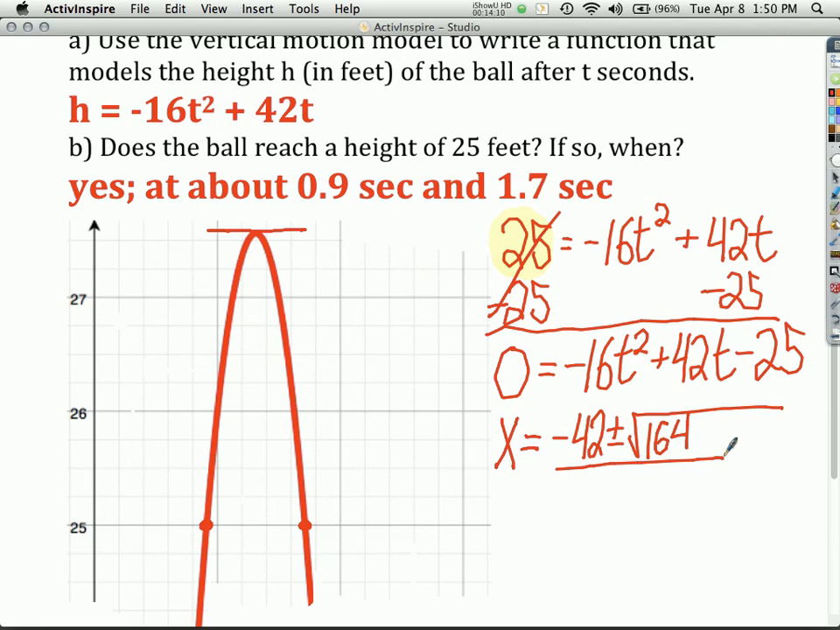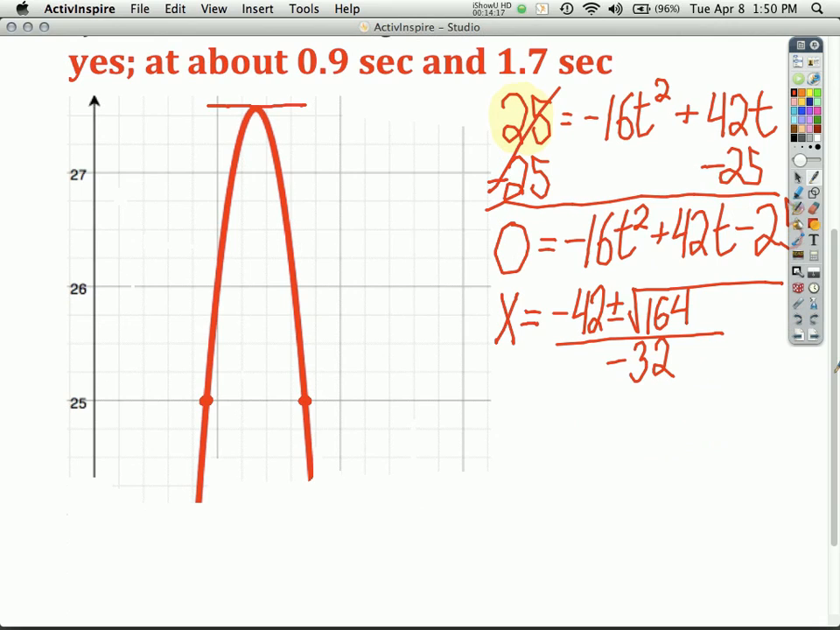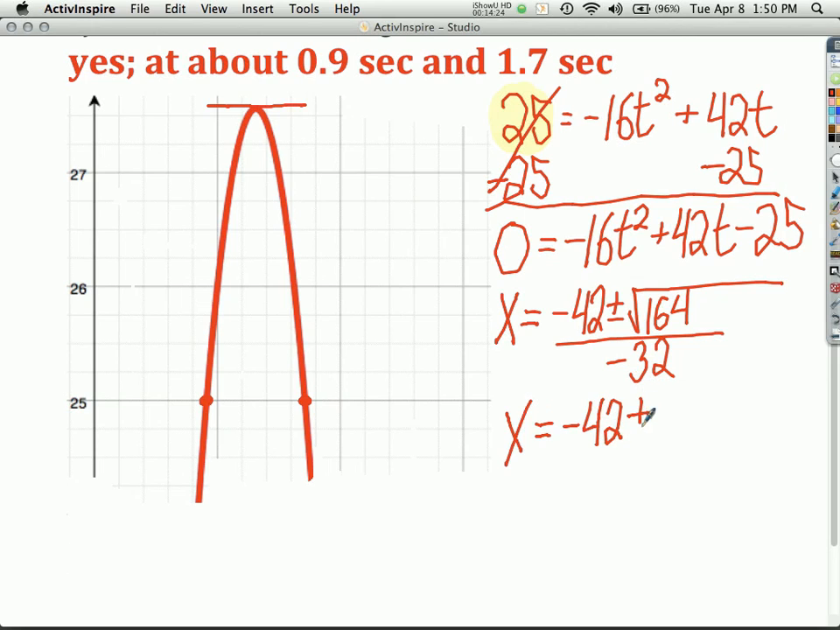All over negative 32. When you do the square root of 164, you get approximately 12.8. So you get x equals negative 42 plus or minus 12.8 over negative 32. And now that's where you get your two solutions. Negative 42 plus 12.8 divided by negative 32, and negative 42 minus 12.8 divided by negative 32.